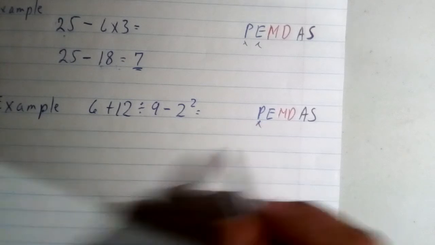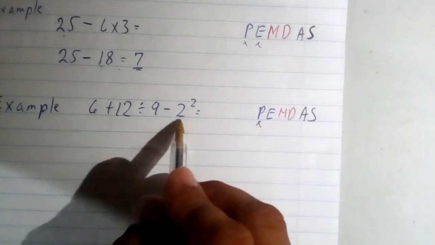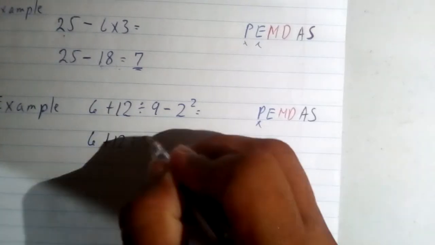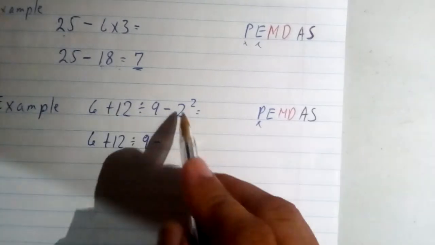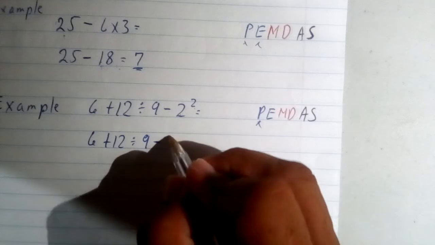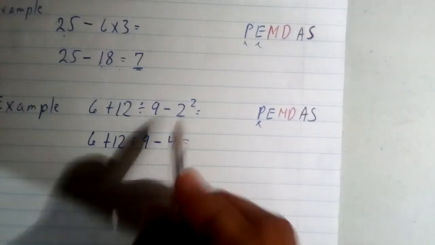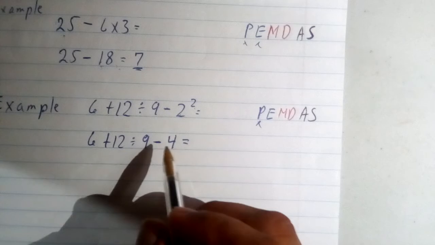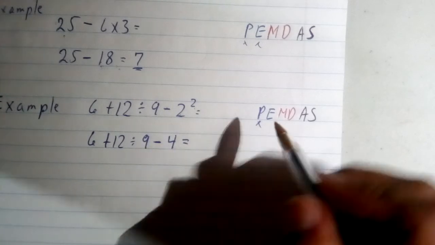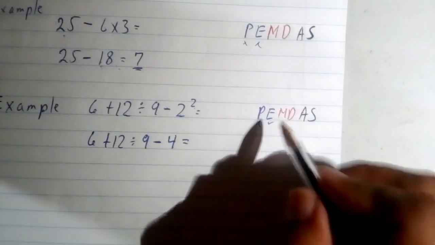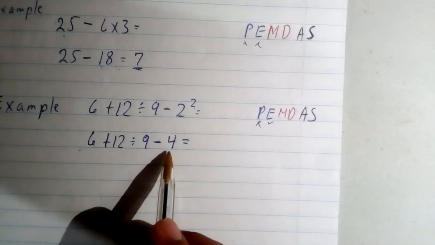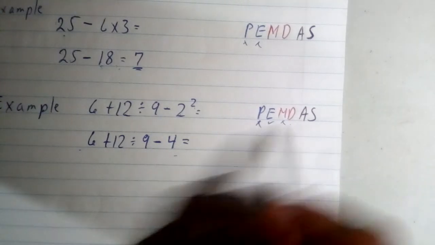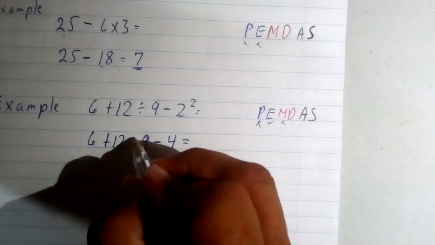So how do we go about the next step? Well, bring down everything except this piece here. So we bring down 6 plus 12 divided by 9 minus 2 squared is going to give us 4 equals. Now remember, this minus just came down because this minus is different from this 2, right? Now, so we have done exponents. Now, is there multiplication? No, multiplication is out. Is there any division? Yes. So we'll be working with this division part.